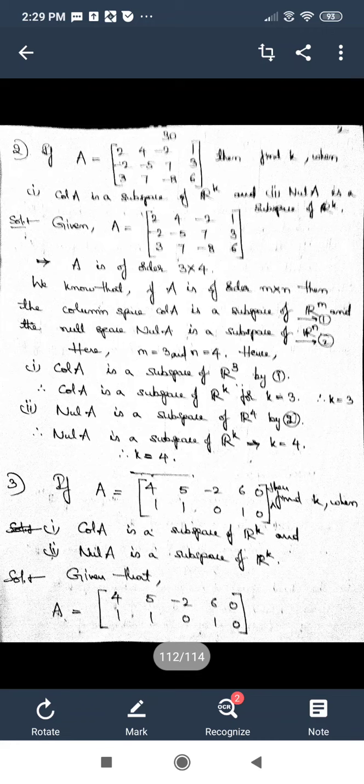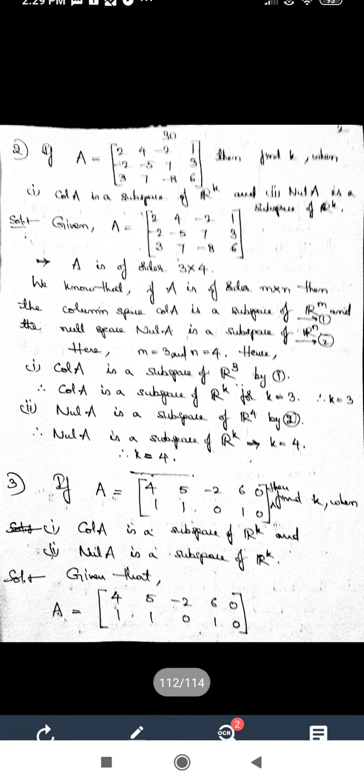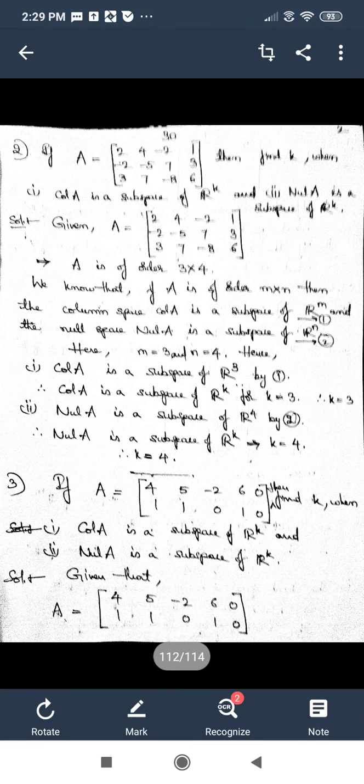5, minus 2, 6, 0, that is the first row of the matrix, and 1, 1, 0, 1, 0, this is the second row of the matrix. Now we are asked to find K when column A is a subspace of Rk and null A is a subspace of Rk. Going through this problem, we can understand that this is also the same model as the previous two problems. Here also we need to find the value of K when column A is a subspace of Rk and null A is a subspace of Rk.